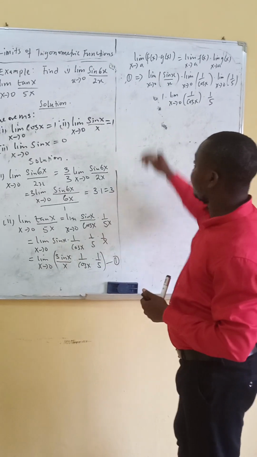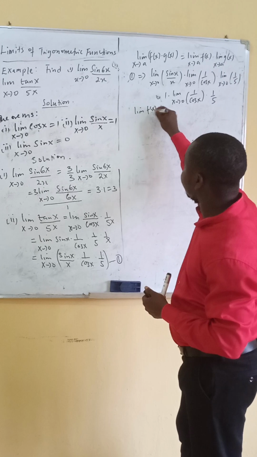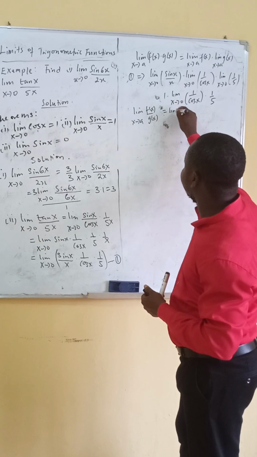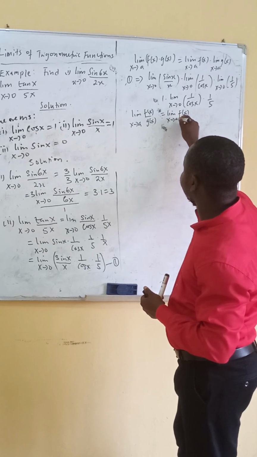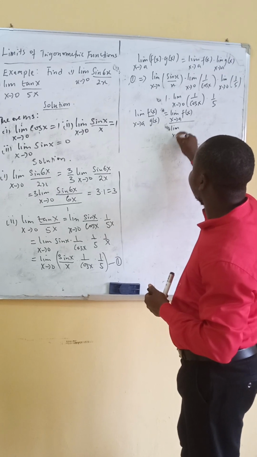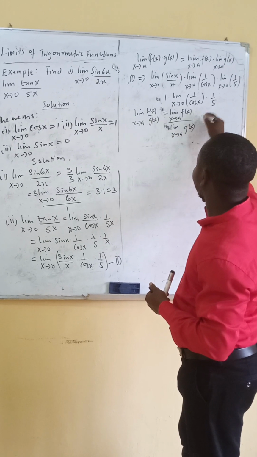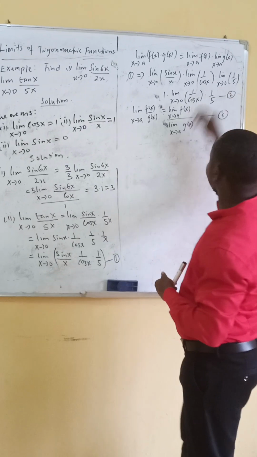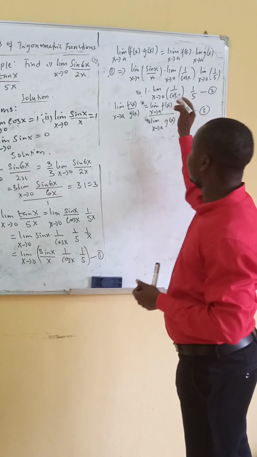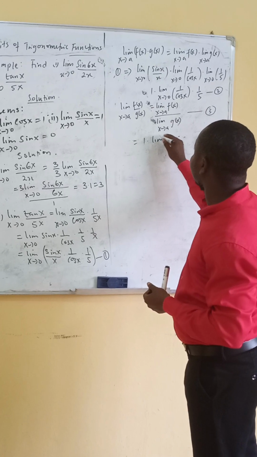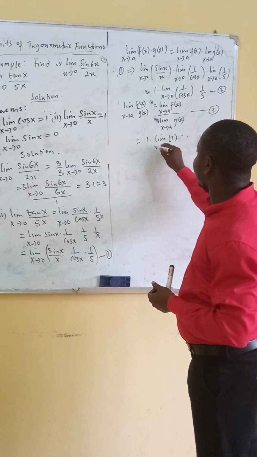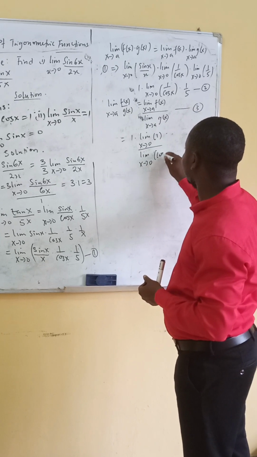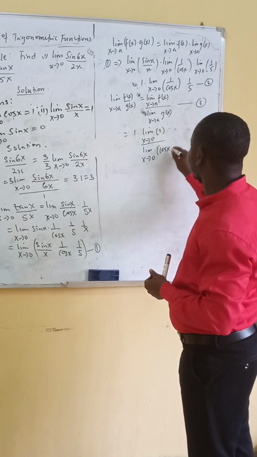We also note that the limit of f of x over g of x as x tends to a is the same thing as the limit of f of x as x tends to a divided by the limit as x tends to a of g of x. Applying this rule, that will give us 1 times the limit of 1 as x tends to 0 divided by the limit as x tends to 0 of cos x, times 1 over 5.